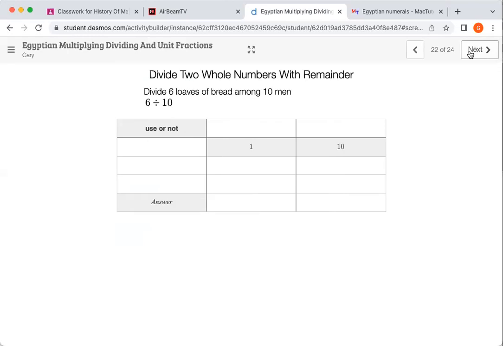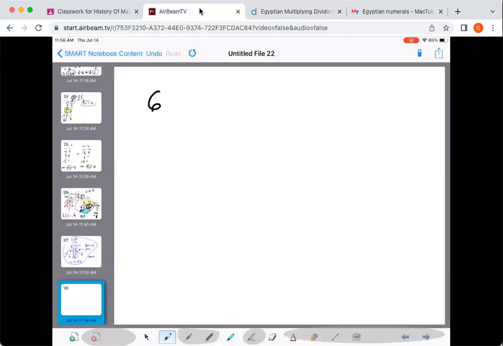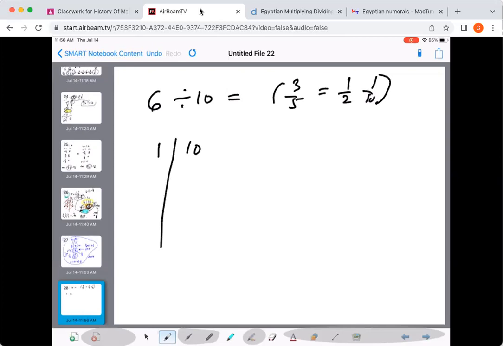Oh, revisit. I always like doing this. Revisiting a question from the beginning. Divide 6 loaves among 10 men. And we know the answer is 3/5, but we also saw before that was 1/2, 1/10. So I want to show you how they would have come up with that. 1, 10. 6 is the target. Half gets me to 5.